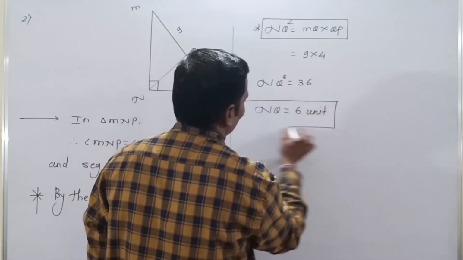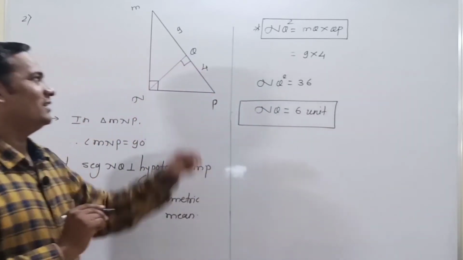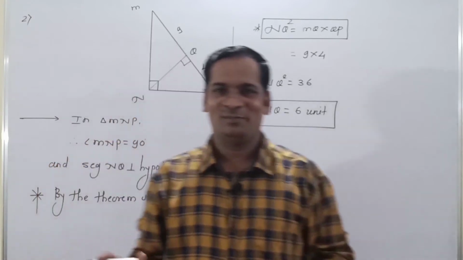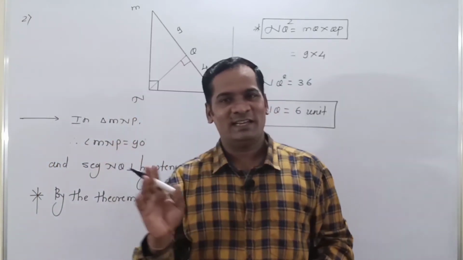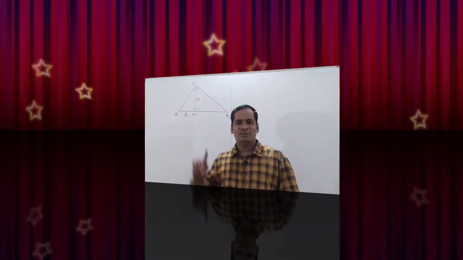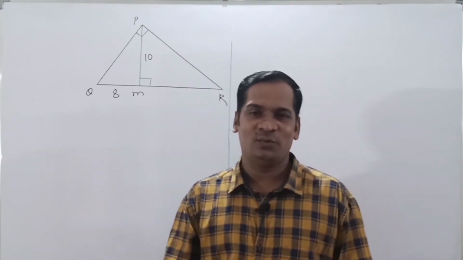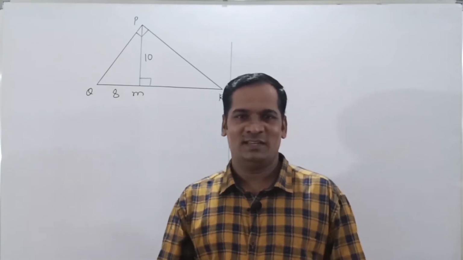Okay, in this way easily we can find out NQ by using the geometric mean theorem. How simple is this? So let's move toward the next question. This is question number 3 from practice set number 2.1. Now what is there in question number 3?